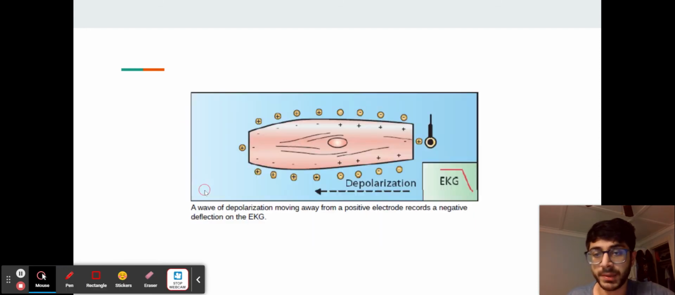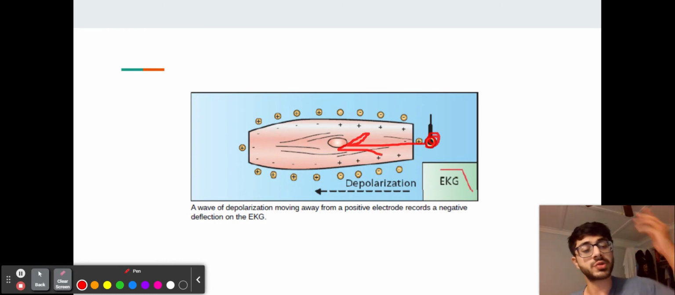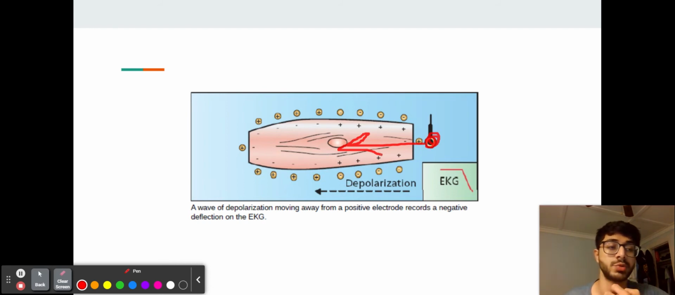If you are a lead and electricity is going away from you, you are going to note a negative deflection. That lead is going to be sad. So if it's coming towards you, positive deflection. If it's going away from you, negative deflection. That's what you need to know.